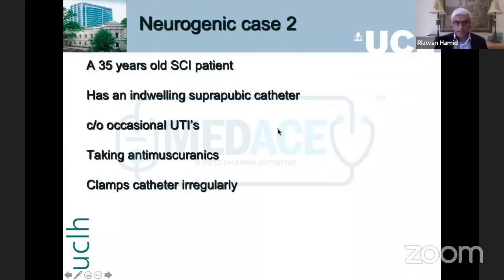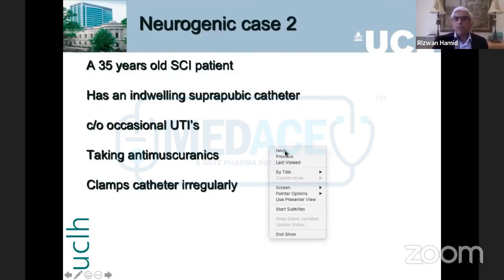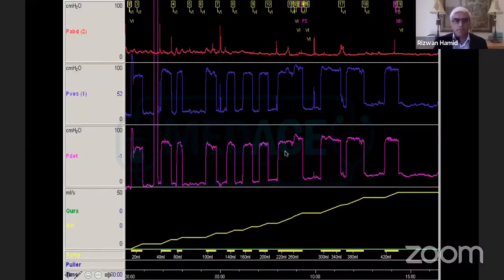So we come to our second case. And this is a 35-year-old spinal cord injury patient. He's got an indwelling suprapubic catheter as a means of bladder drainage. So the injury is C4. Complains of occasional infections, is taking anti-muscarinics and clamps the catheter irregularly. So we want to find out what are the urodynamic parameters on this patient.